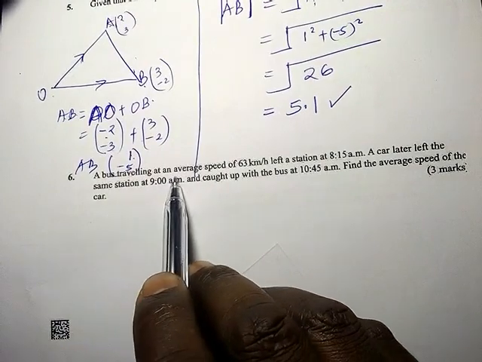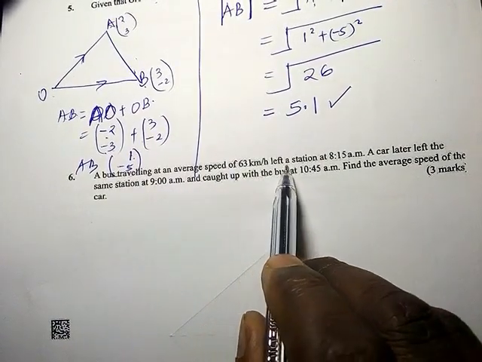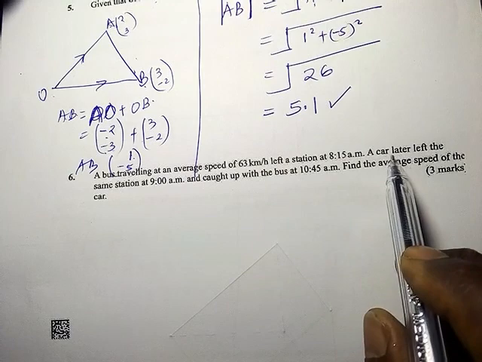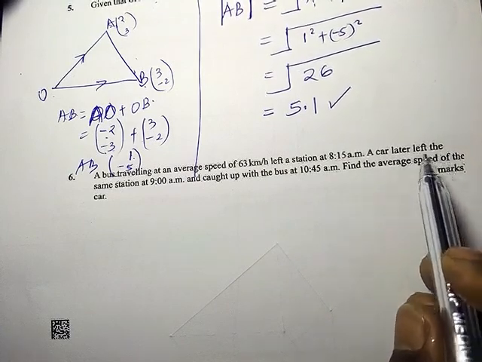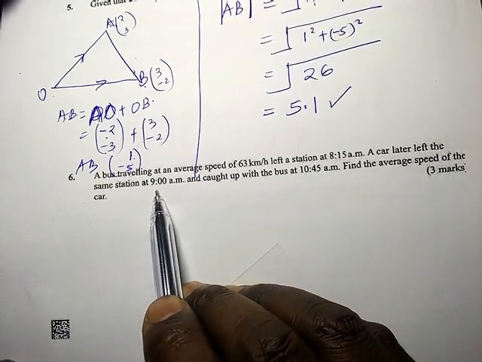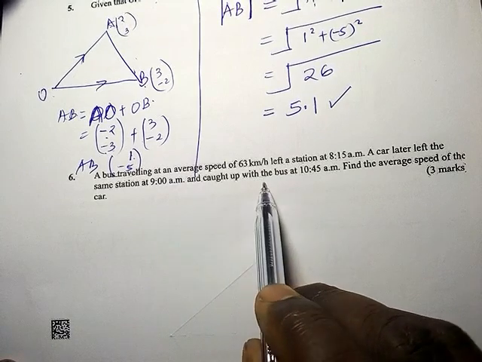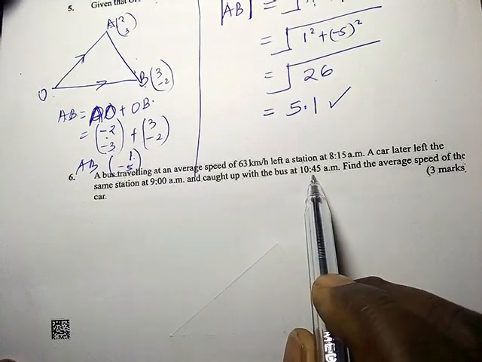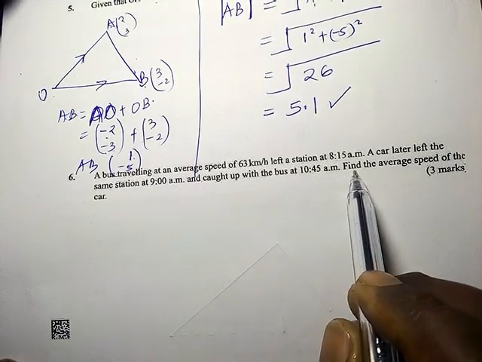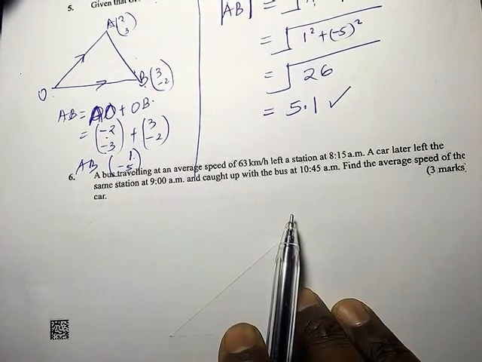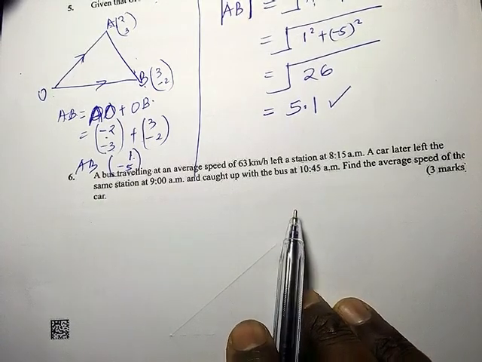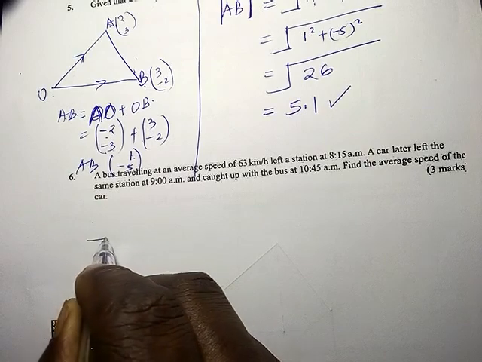A bus traveling at an average speed of 63 kilometers per hour left the station at 8:15 a.m. A car later left the same station at 9 a.m. and caught up with the bus at 10:45 a.m. Find the average speed of the car. So you need to sketch.